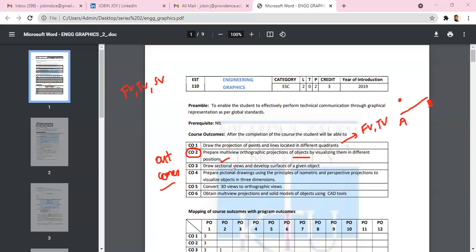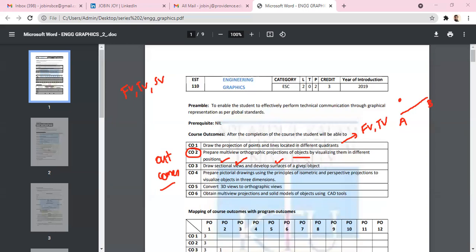Then outcome number 3: you have to draw sectional views and develop surfaces of a given object. Sectional view means cutting the object and studying the interior details of the object. That is called a sectional view. And develop surfaces of the given object.